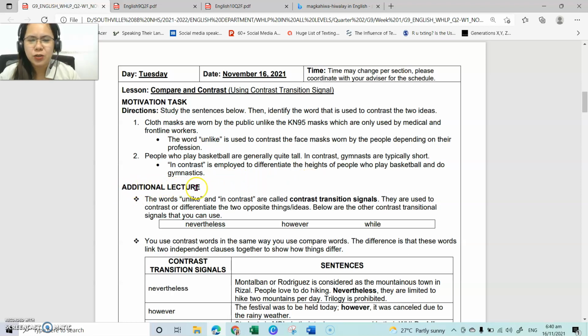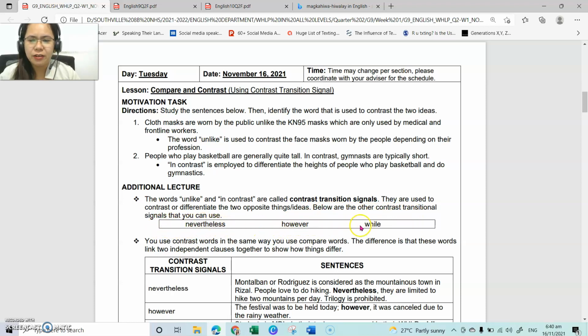So, additional lecture, you cannot find it in your module. So, please study this one. The words unlike and in contrast are called contrast transition signals. They are used to contrast or differentiate the two opposite things or ideas. Now, below are the other contrast transition signals that you can use.